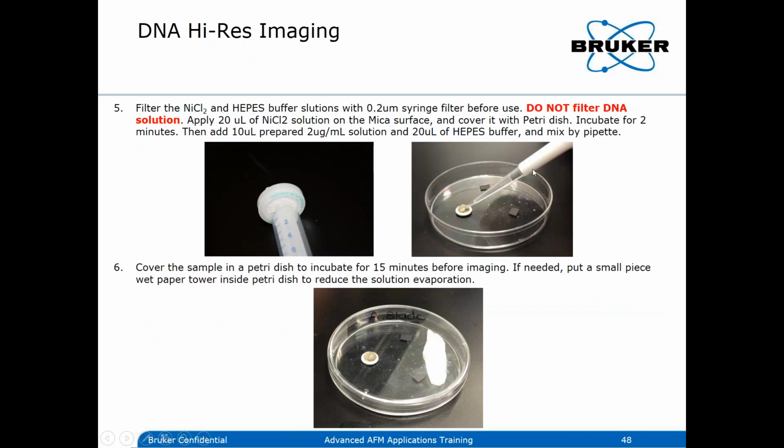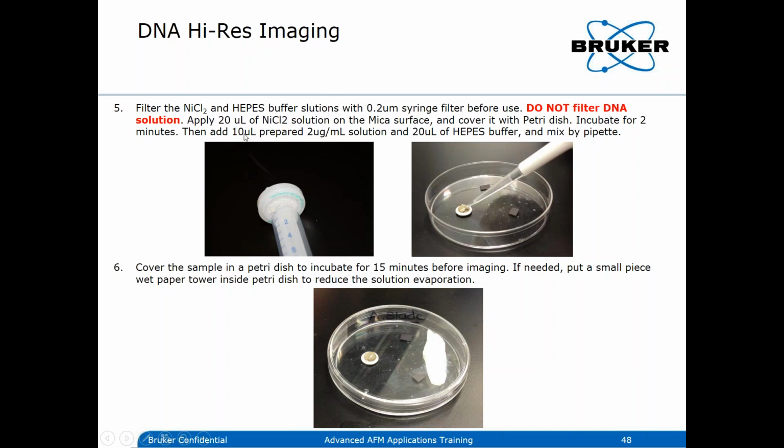Then some more details on the DNA side. So then you would filter nickel chloride solution and the buffer solutions with a syringe filter. You shouldn't filter the DNA solution because then you won't find your DNA. You apply 20 microliters of the nickel chloride solution on the mica and cover it with a Petri dish. You should incubate it for 5 to 10 minutes.